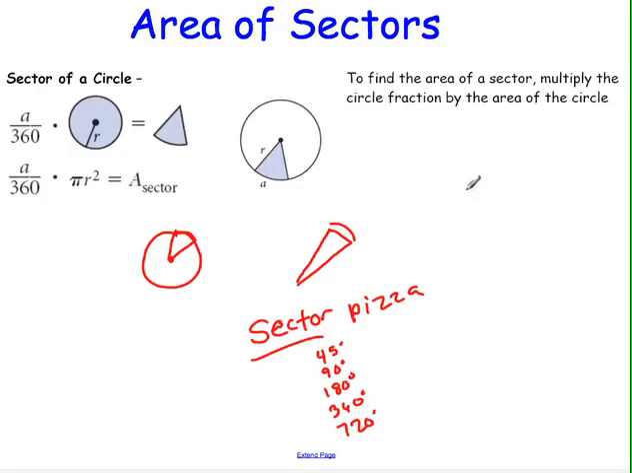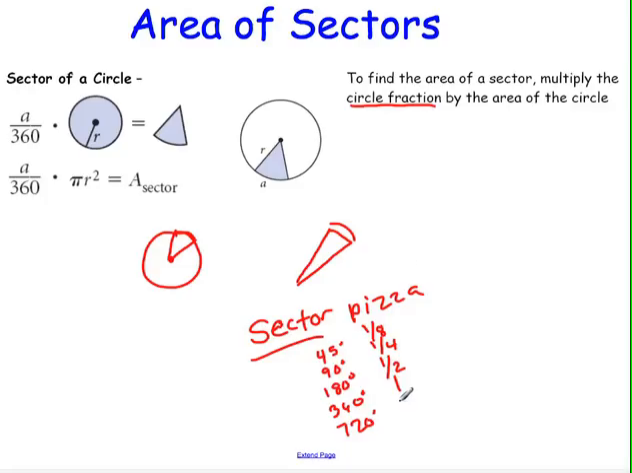To find the area of a sector, multiply the circle fraction by the area of the circle. Let's talk about circle fractions. When they said they wanted 360 degrees of a pizza, that meant they wanted one whole pizza. When they said 180, that was basically half a pizza. 90 degrees was 1/4 of a pizza, and 45 degrees, basically 1/8 of a pizza, or a slice is really what it was.